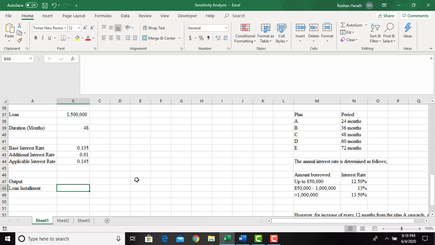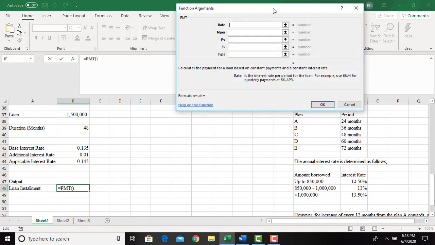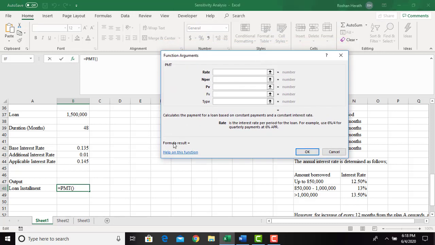By using the PMT function, you can identify the loan installment. So in fact, you have learned this earlier. So you have to apply that knowledge, right? Take the PMT function. So you have to take the rate. So the rate is going to be the applicable interest rate. So it is this particular rate, but you need to make sure that it is an annual interest rate, right? So therefore you have to make it a monthly interest rate. So divide it by 12.